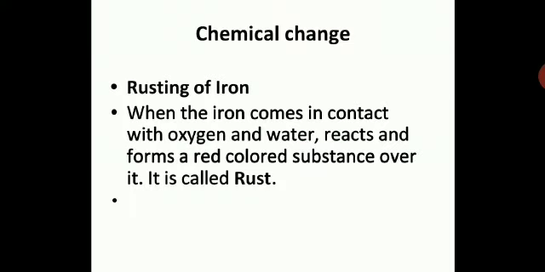Let us see. So chemical change here: when iron comes in contact with oxygen and water, it reacts and forms a red colored substance over it, that means on the surface. It is called rust. You have to take this down in your notebook, children. So when it is attacked, there is a formation of a red colored substance on the surface of iron articles, or any iron article you take in your day-to-day life, and that red colored substance is called rust. Please take it down.